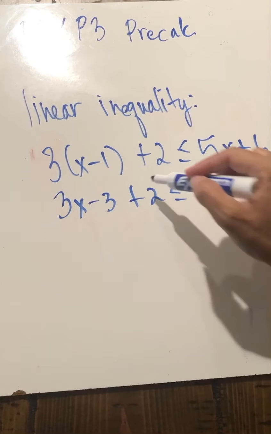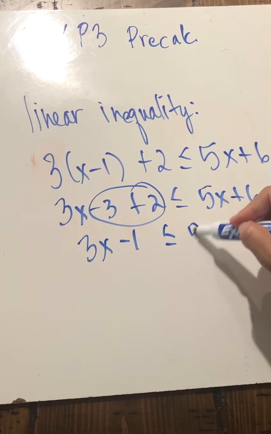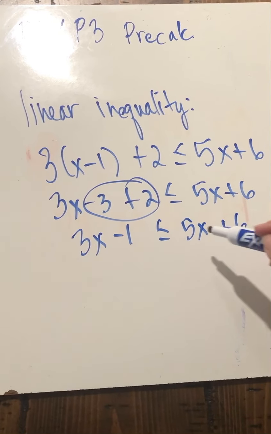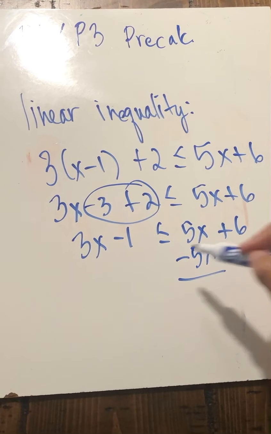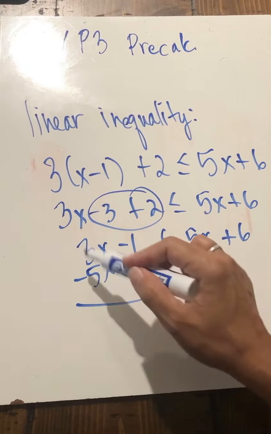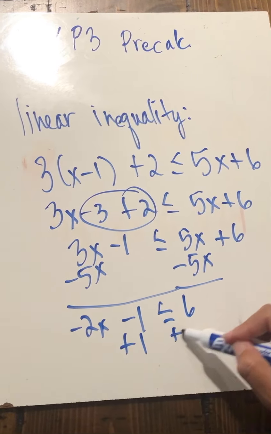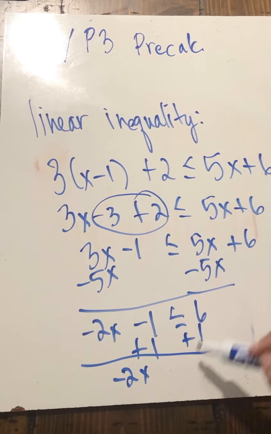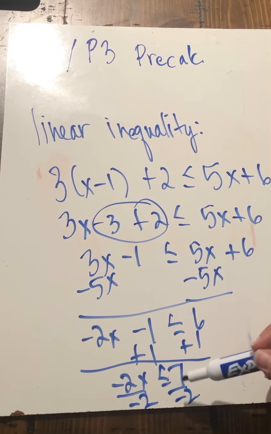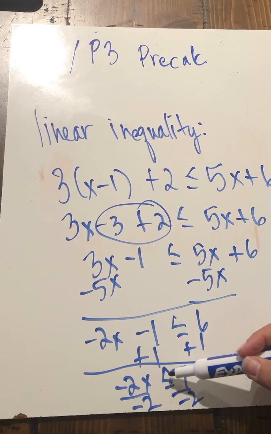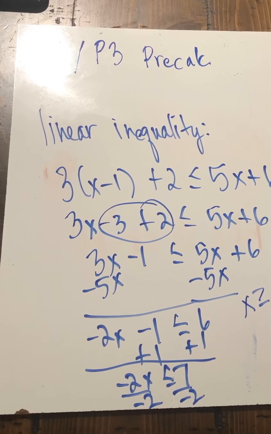Combine like terms on the left side. So -3 plus 2 simplifies to a -1, less than or equal to 5x plus 6. You just also want to get the variable on one side, the constant on the other. So I'm going to subtract 5x. And I'm left with -2x minus 1 less than or equal to 6. Go ahead and add 1 to each side. So you have -2x less than or equal to 7. At this point, you're going to divide each side by -2. When you're dividing by -2, you're going to switch the direction of your inequality. So x is going to be greater than or equal to -7/2.